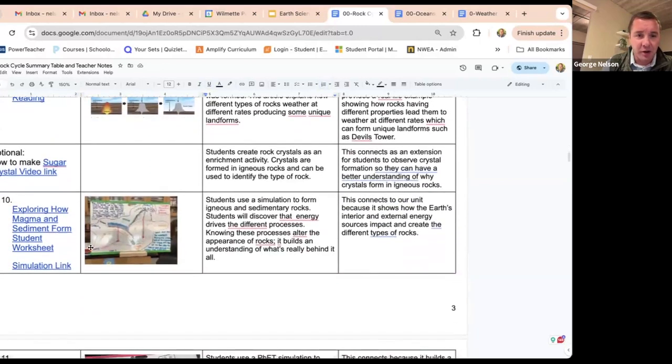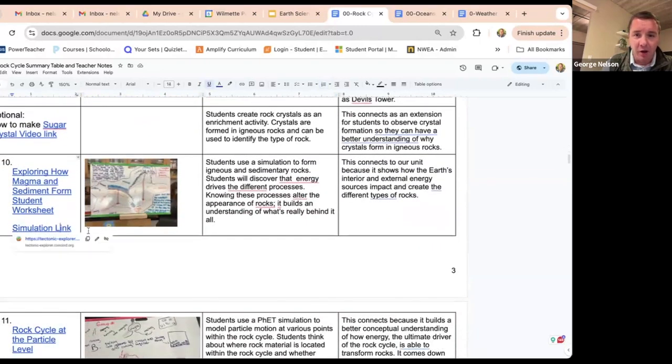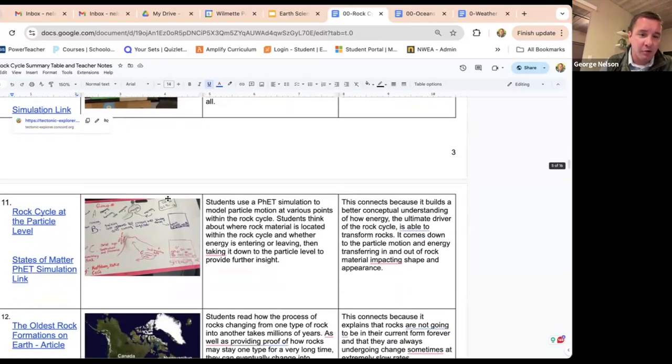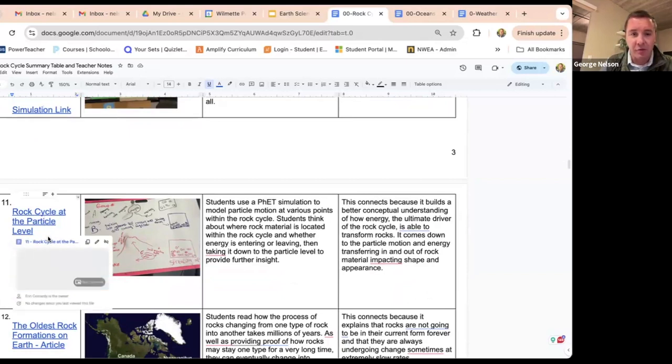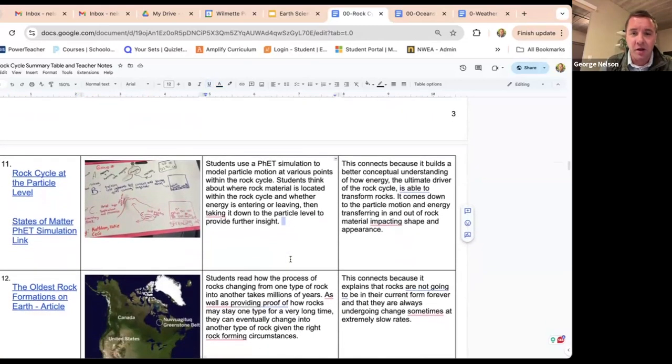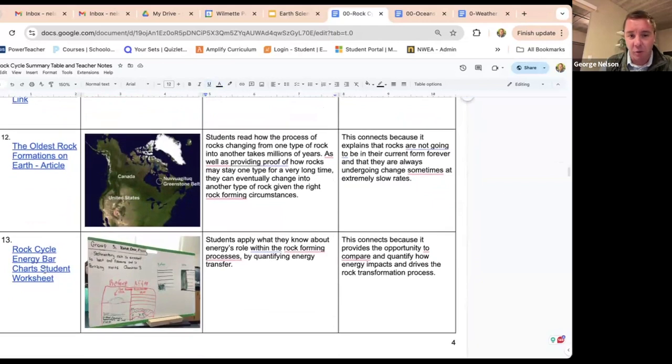Have some readings here. Again, there's a simulation where they go back and explore in more depth. They're using the same simulation again, but now we're talking about energy and how it works in there. It's not even just the Earth's inner core, but also weathering, and the sun plays a huge part in this, different energy sources. And with that, they apply it here, which I like, is they start using the particle diagrams with the energy bar charts. They start studying particles, and then they use that for energy bar chart worksheets.